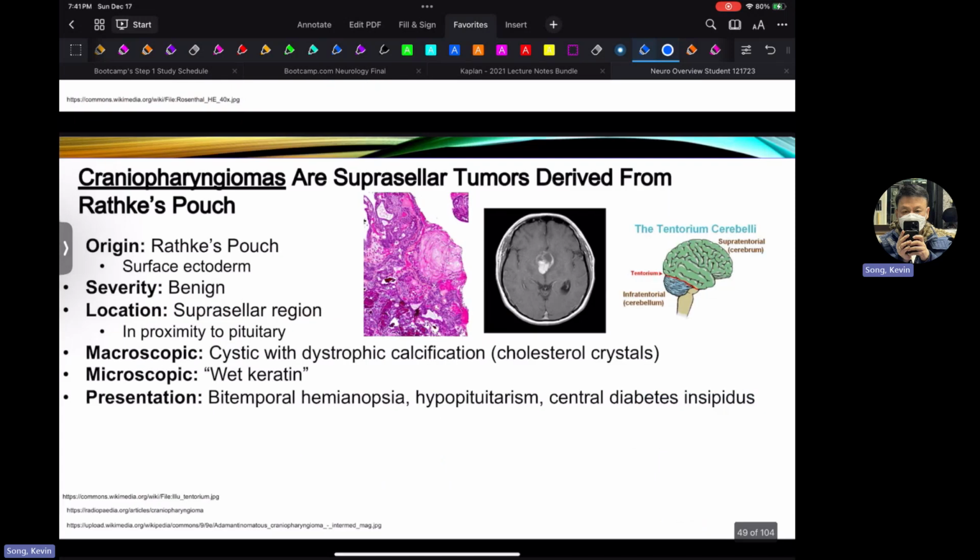Craniopharyngioma. This one is something you are familiar with because you learned this in the first year, right? So Rathke's pouch and surface ectoderm and the suprasellar region. Suprasellar is where the pituitary gland sits, right? So you are familiar with this. Now you're okay with them, okay?